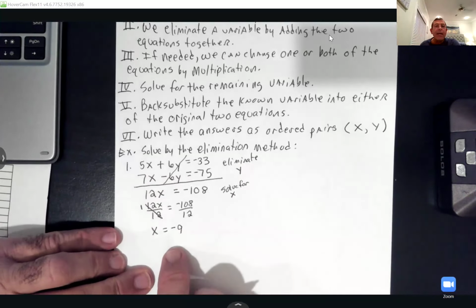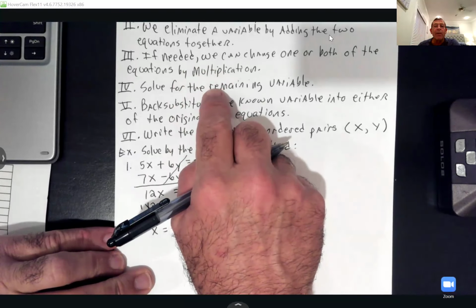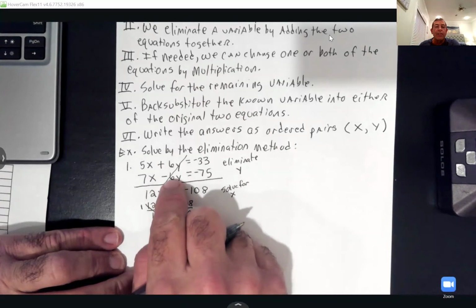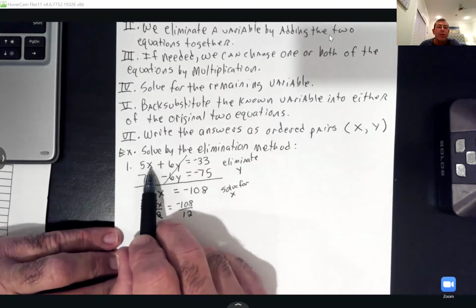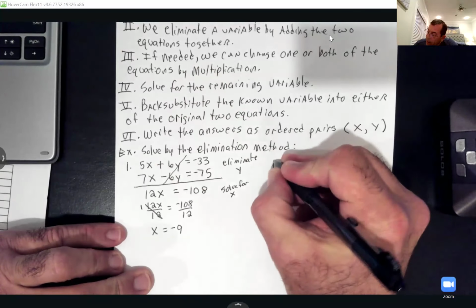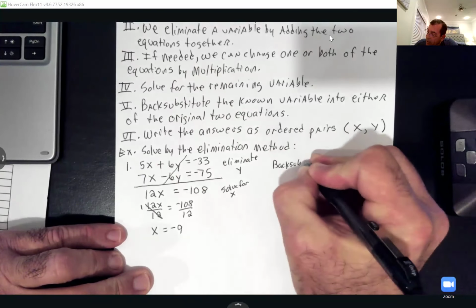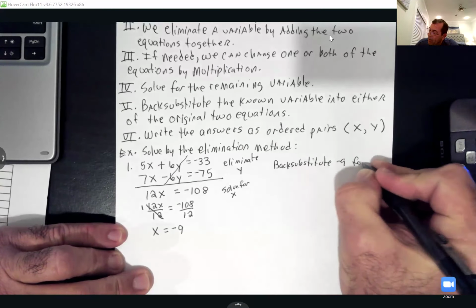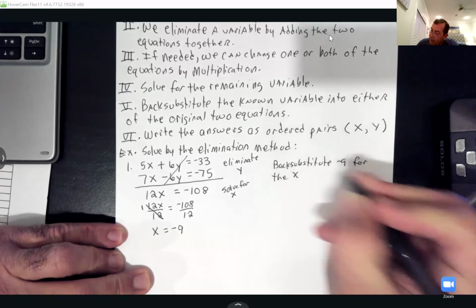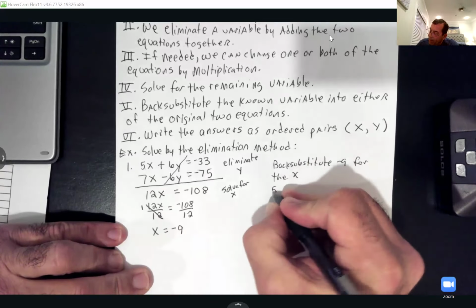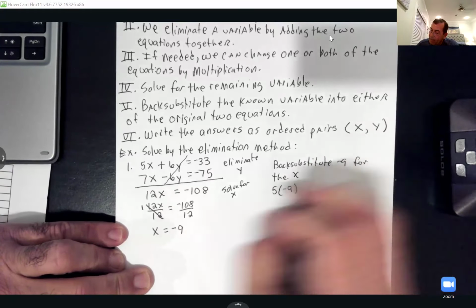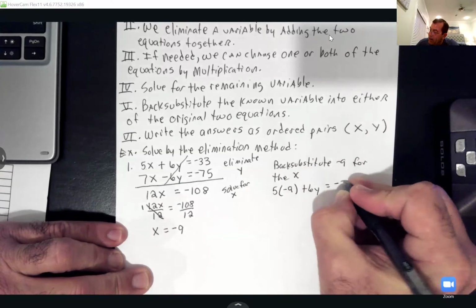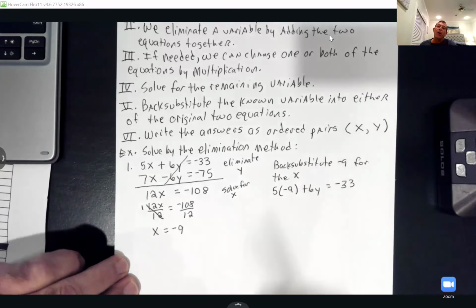We now know what the x equals. So remember, my next step, since I know what the remaining variable was, is to back substitute into one of these two original equations. I'll probably just back substitute into the first equation. So I'm going to back substitute negative 9 for the x. So I'm going to have 5 times -9 plus 6y equals -33.